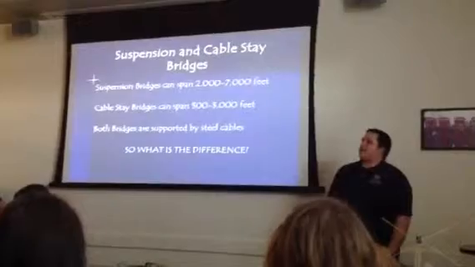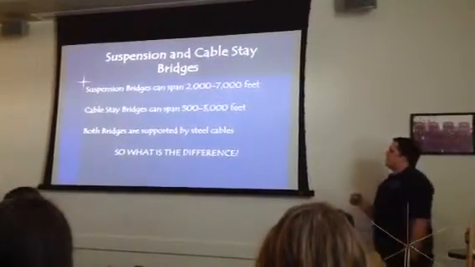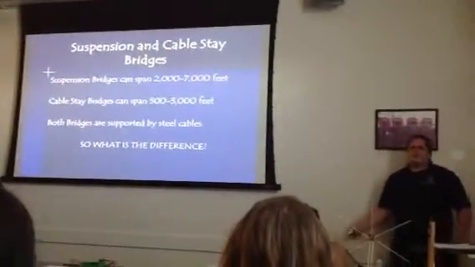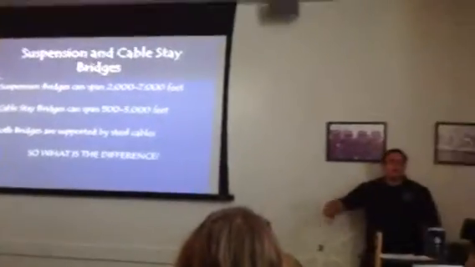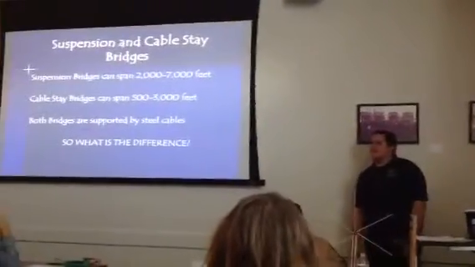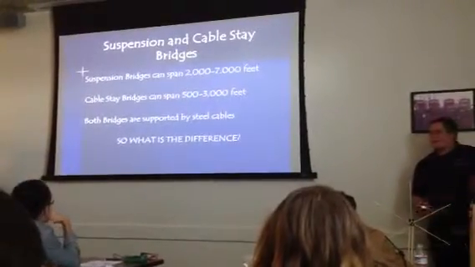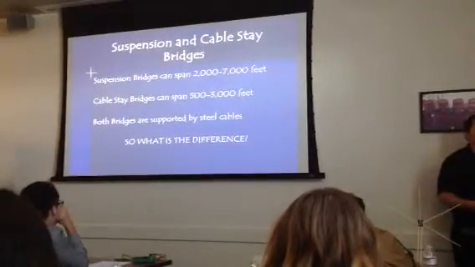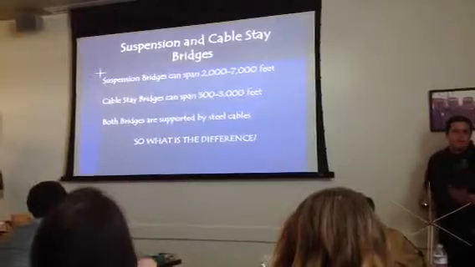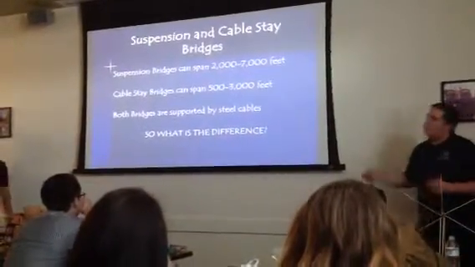Alright, so next we're going to talk about suspension and cable stay bridges. Suspension bridges can span the furthest out of all types of bridges, and they can go up to 7,000 feet, which is over a mile. Cable stay is a little bit shorter and can only go up to 3,000 feet, but both bridges are supported by steel cables. So now we're actually going to talk about the difference.